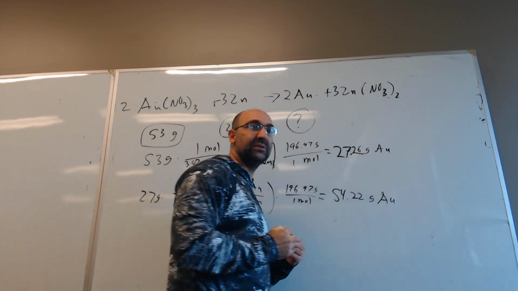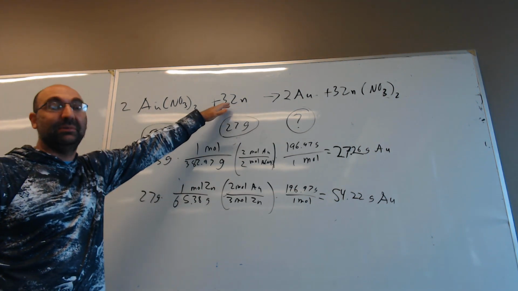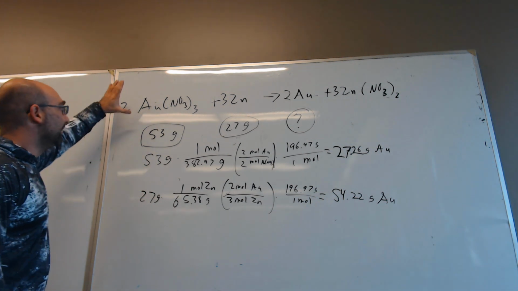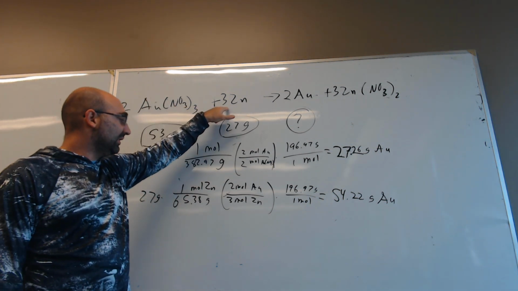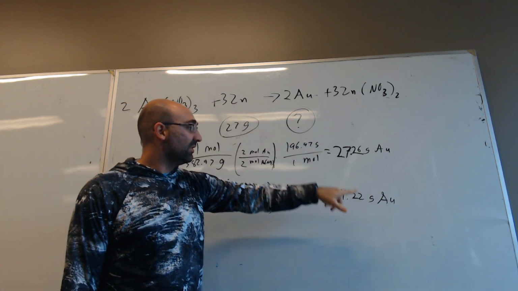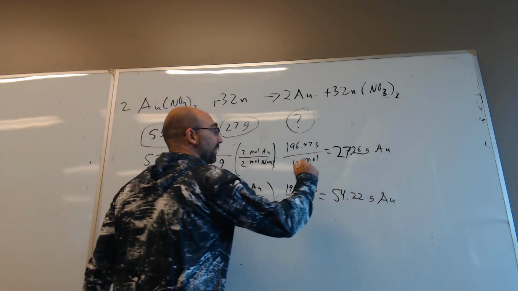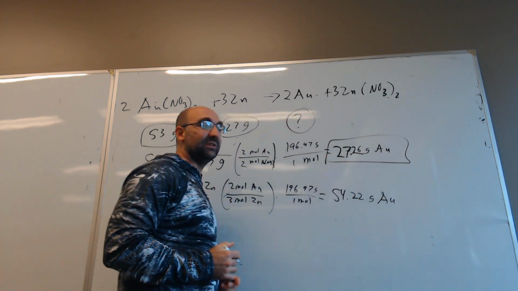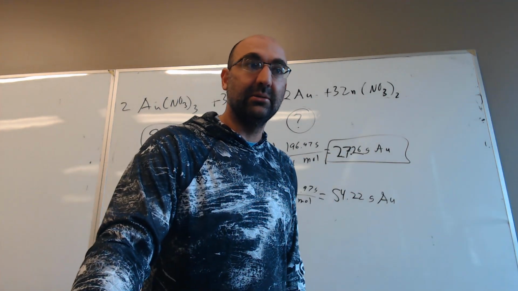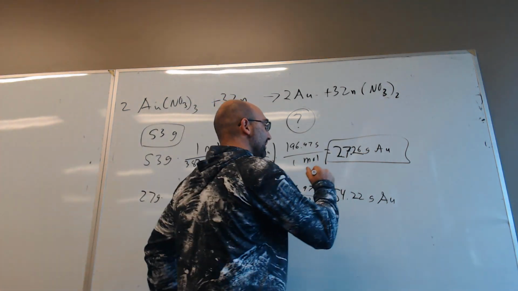So now the way to think about this is if I have this much gold nitrate and I have unlimited zinc, I can make 27 grams of product. If I have this much zinc and unlimited gold 3 nitrate, I can make this many grams of Au. So you pick the smaller one, which is going to be 27.26 grams of gold. We're going to say that this was your possible, this is called the theoretical yield.